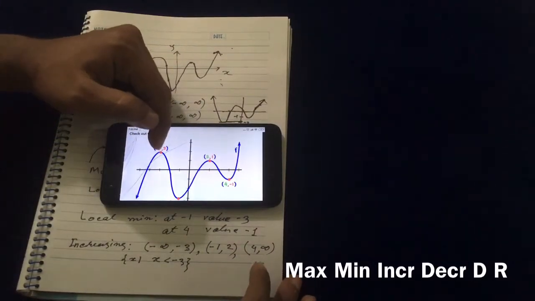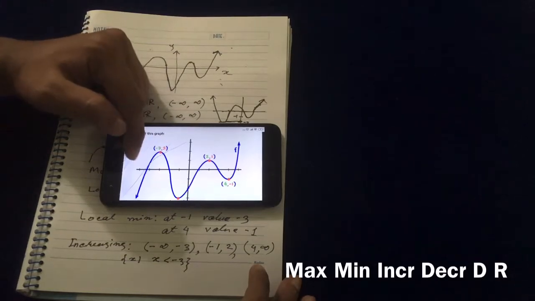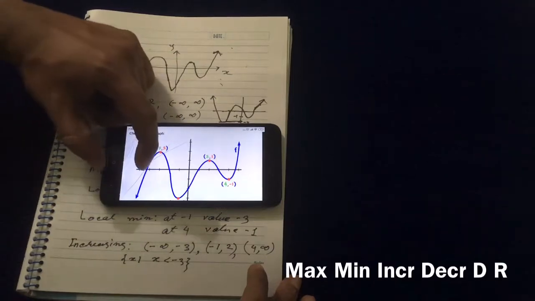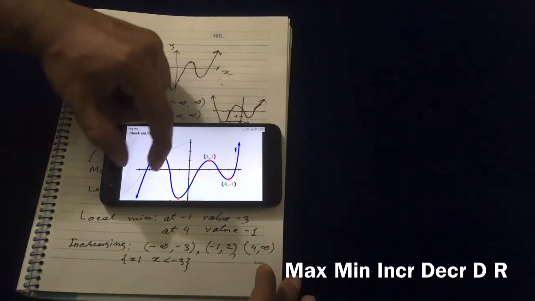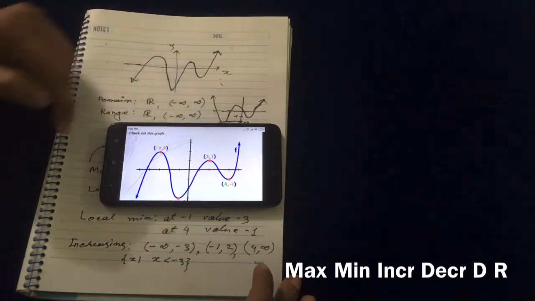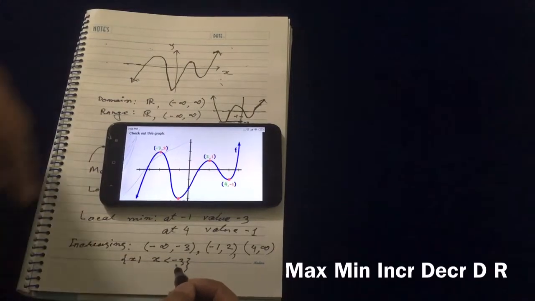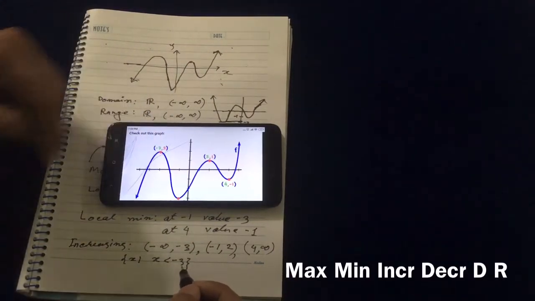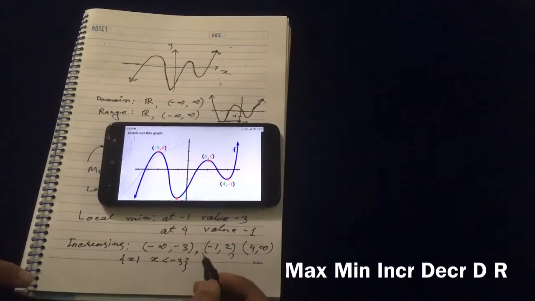If x is less than minus 3, so suppose minus 4, minus 5, here the graph is increasing. In this section the graph is increasing. Any value where x is less than minus 3, the graph is increasing.